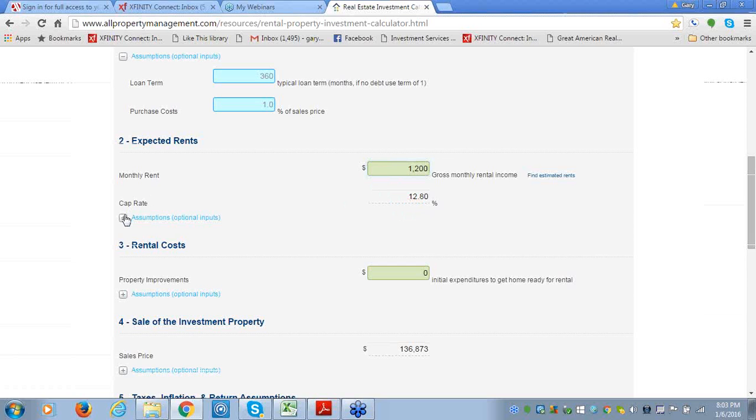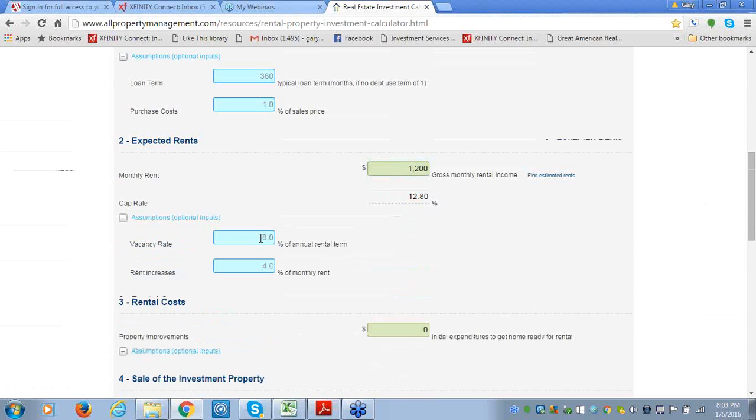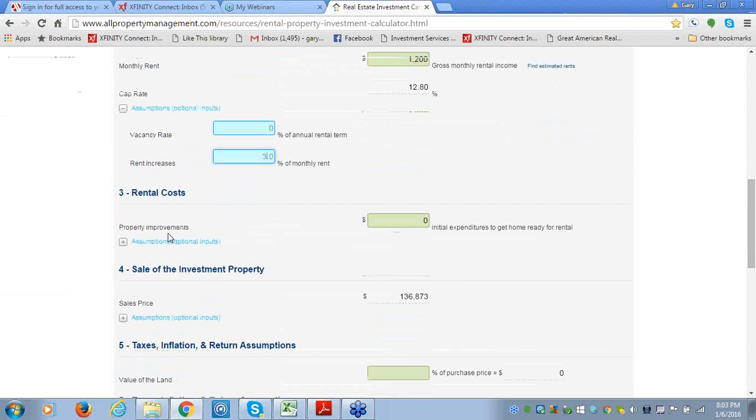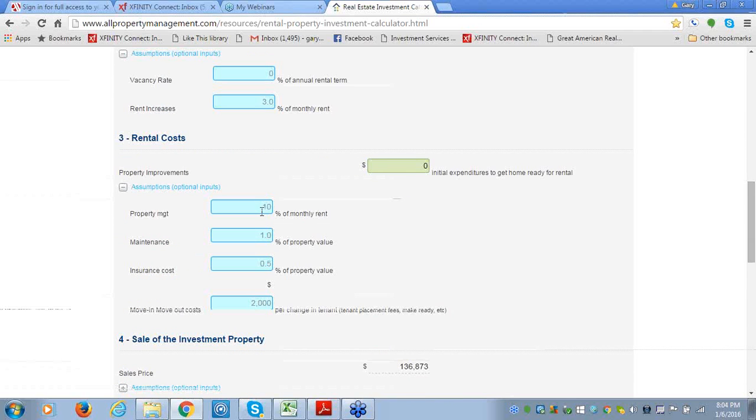We've got to figure out some more information. So vacancy, we said we're going to make 0. Rent increase, let's make that, you know what, 4% is not bad, but let's be conservative. Let's make it 3. Some parts of the country are going up at 8%. Some are going up at 2%. Now, property improvements. I'm going to leave that 0 for now, Ray. But let's see what some other assumptions are. 0 for management maintenance.